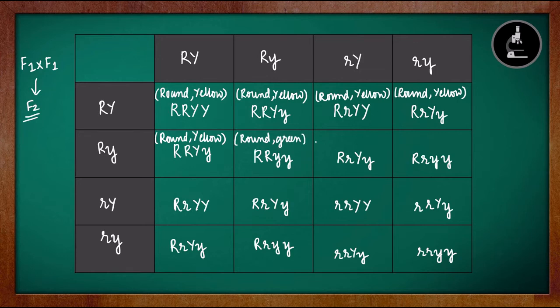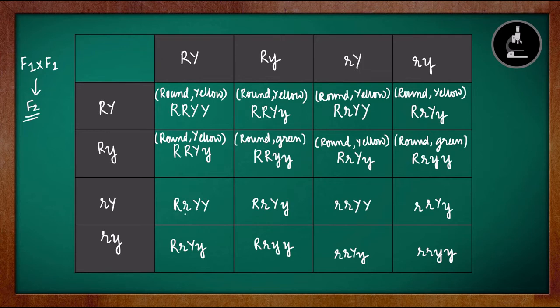Next one, capital R is dominant, so definitely it will be round. Again, capital Y, small y. Capital Y is dominant, so it will be yellow. Next, capital R, small r. We know capital R is dominant, so that character will be expressed, round. Now here if you see again small y, small y, which means it will not be yellow, it will be green because both are recessive alleles.